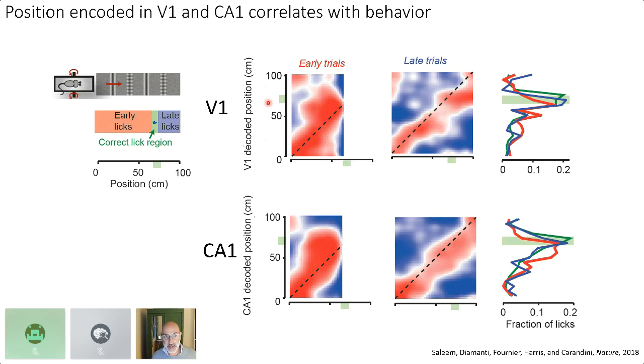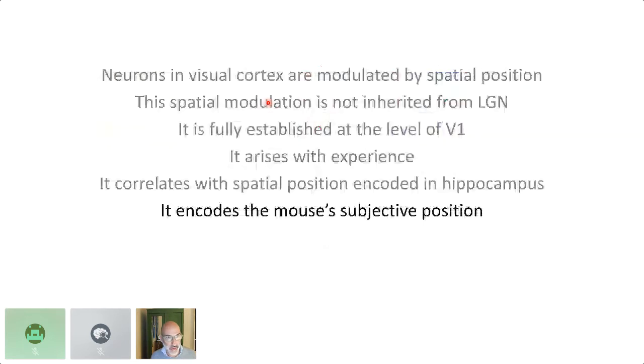So this, to me, is as close as I can get to the mind of the mouse and what the mouse is thinking. So the spatial modulation that we're seeing in the visual cortex encodes the mouse's subjective position, as does CA1 encoding, which maybe was obvious to you.